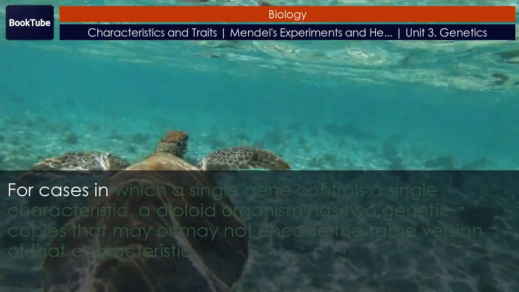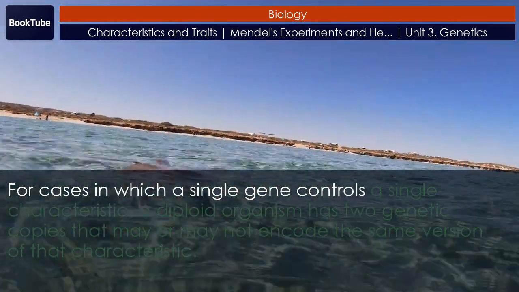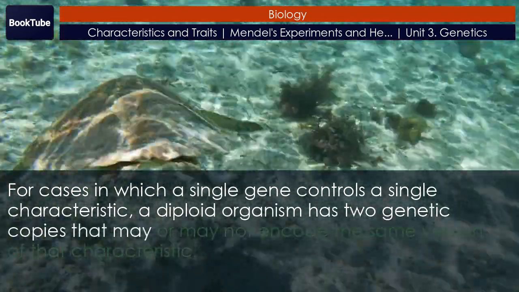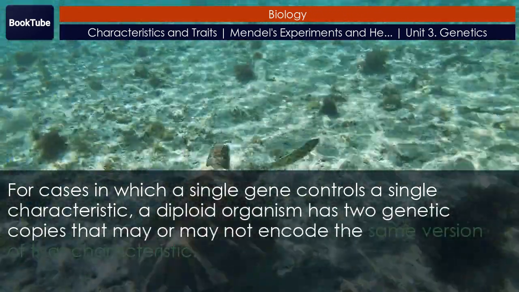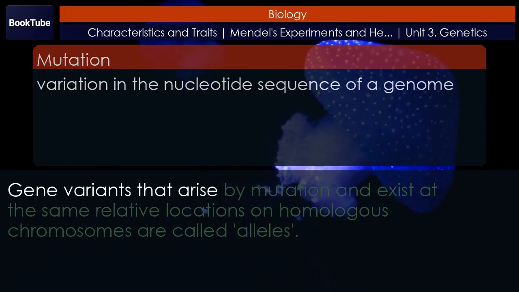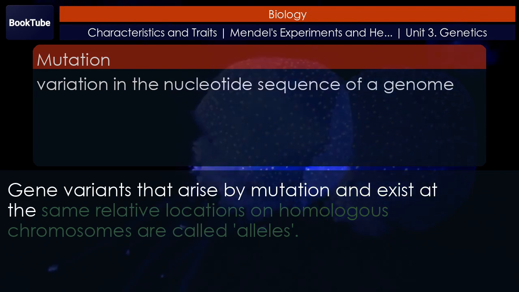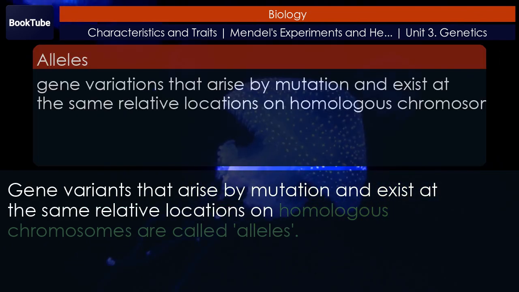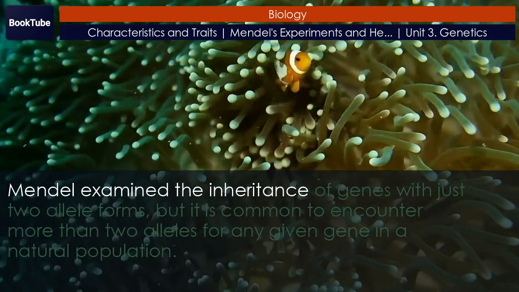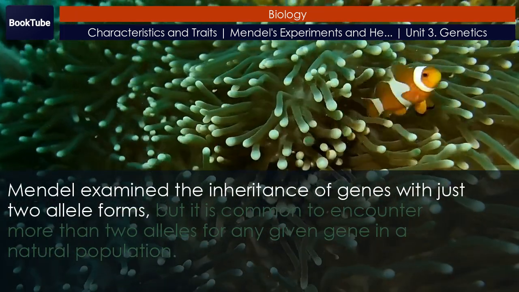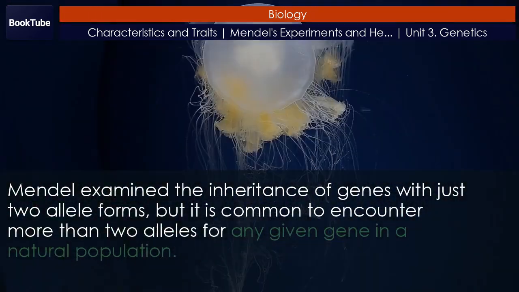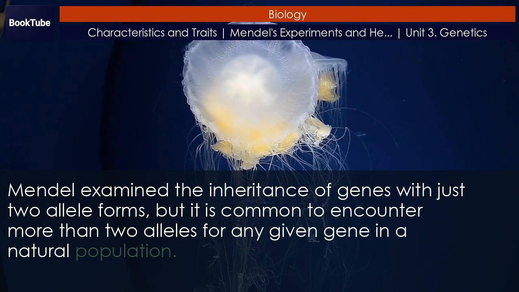For cases in which a single gene controls a single characteristic, a diploid organism has 2 genetic copies that may or may not encode the same version of that characteristic. Gene variants that arise by mutation and exist at the same relative locations on homologous chromosomes are called alleles. Mendel examined the inheritance of genes with just 2 allele forms, but it is common to encounter more than 2 alleles for any given gene in a natural population.